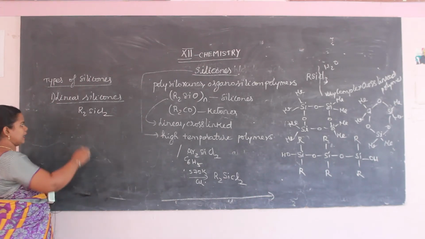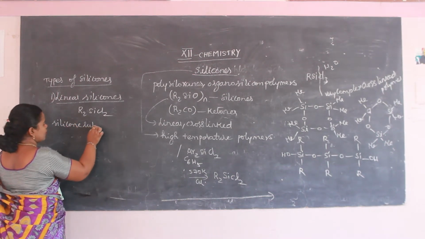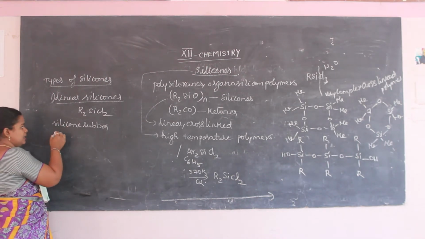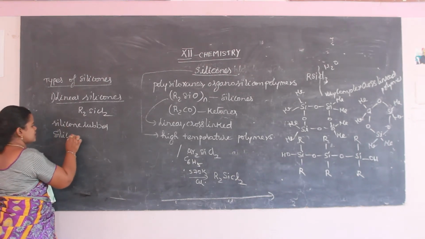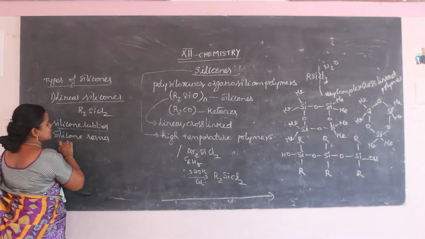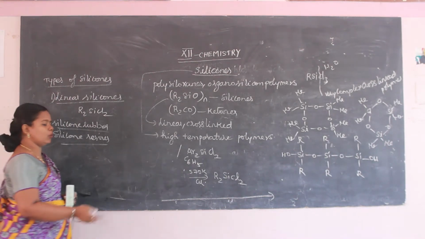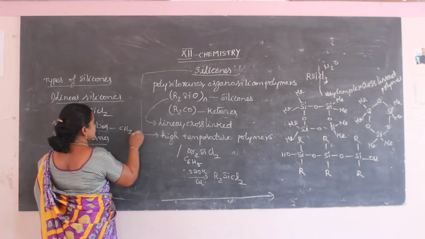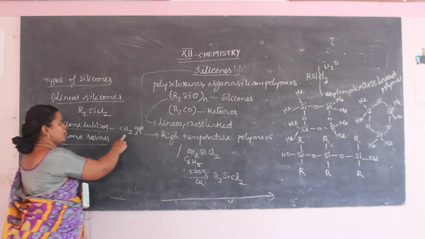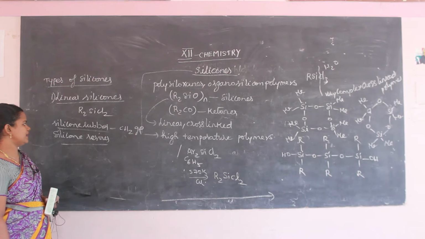Then it has two types, silicone rubber and silicone resins. These come under linear silicone. This silicone rubber is obtained by adding the silicone with methylene group or similar groups. So by adding the methylene group, what do we get? By adding it to silicone, we will get silicone rubber.